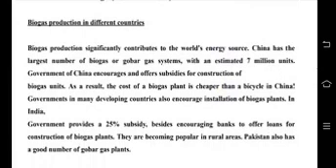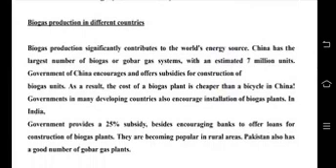Biogas production in different countries. Biogas production significantly contributes to the world's energy source. China has the largest number of biogas or gobar gas systems, with an estimated 7 million units. The Government of China encourages and offers subsidies for construction of biogas units. As a result, the cost of a biogas plant is cheaper than a bicycle in China.